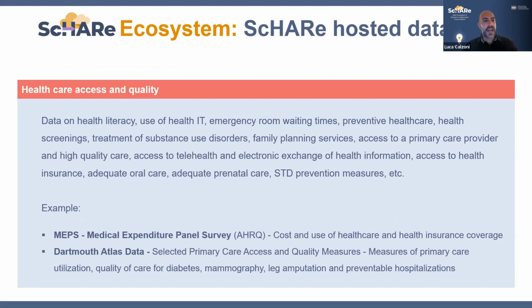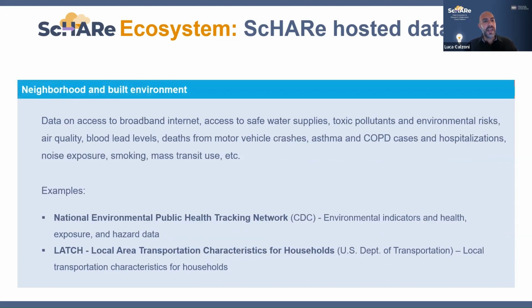The next category is healthcare access and quality. This includes data on health literacy or use of health IT, emergency room waiting times, access to care, access to a primary care provider, or access to high quality care, etc. You can see some examples here. I'll just cite one, the Dartmouth Atlas data. It's about selected primary care access and quality measures, such as quality of care for diabetes, mammography, leg amputation, etc.